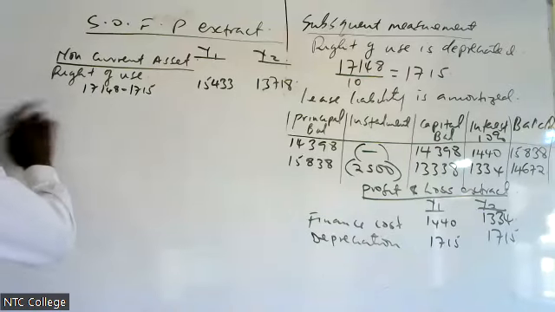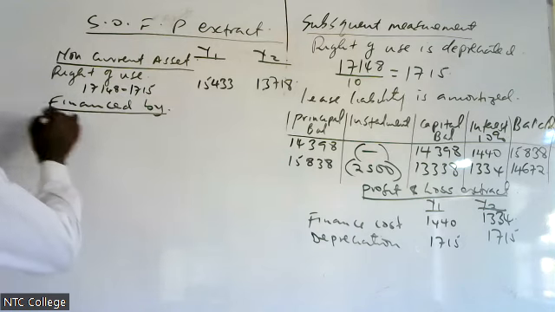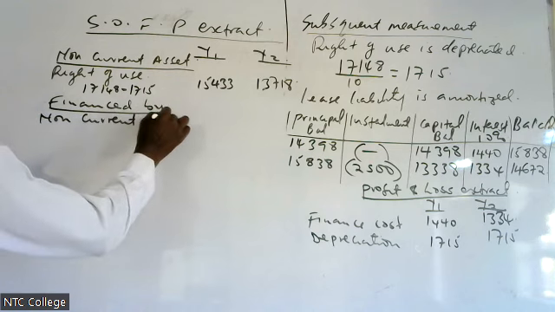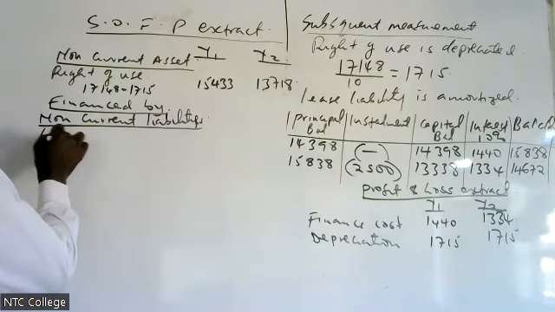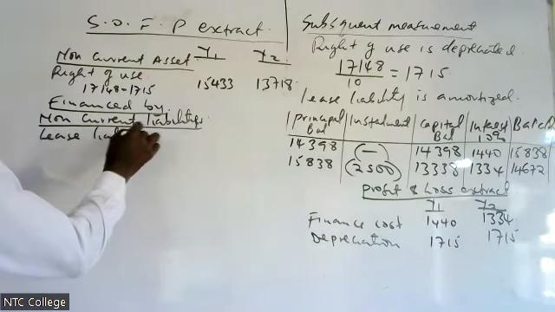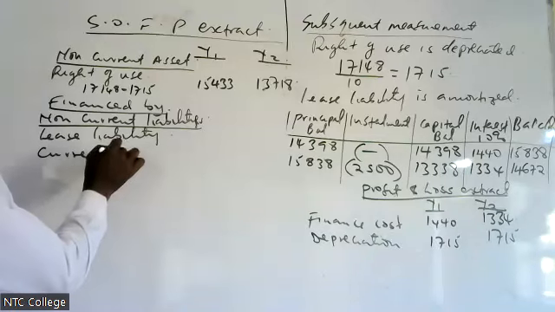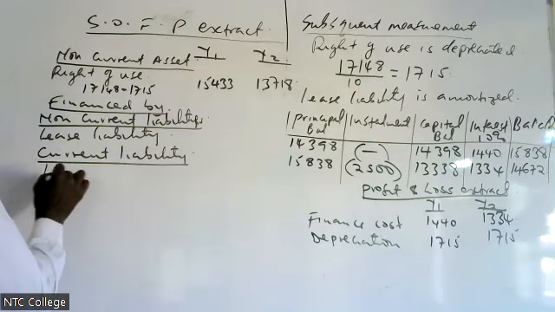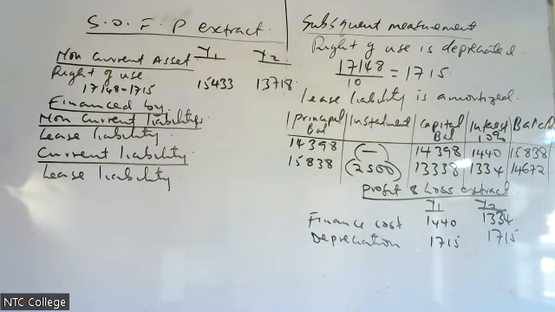Then we come to financed by section, where we have non-current liabilities. Non-current liabilities, I have this liability. Then I have current liability, where still I'm going to report the lease liability, which is current.